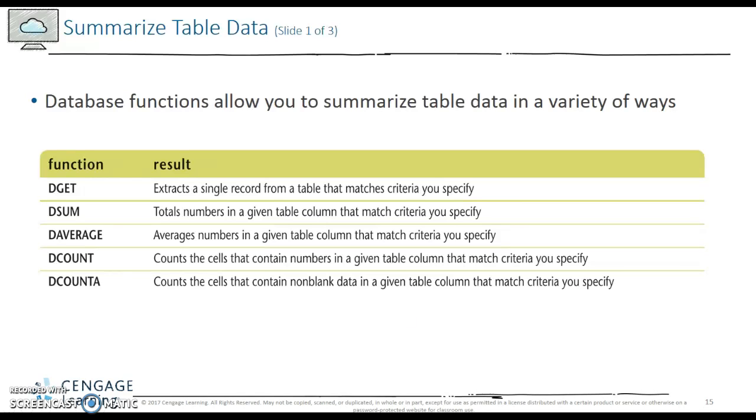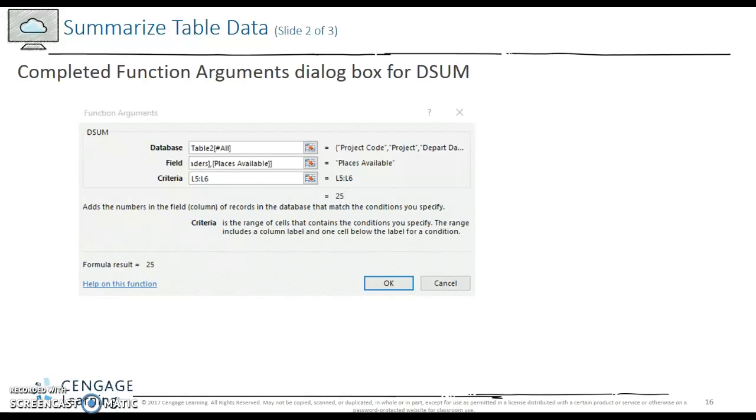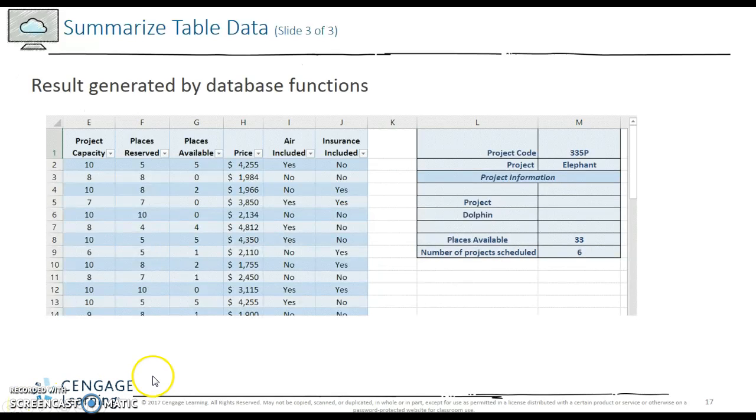There are also other data functions like DGET, DSUM, DAVERAGE, DCOUNT, DCOUNTA, and these are all database functions that can be used to summarize table data. So here's a completed function arguments dialog box for DSUM. Again, you identify the database, the field, and the criteria, and it will give you the data that matches that criteria. So here's an example of a result generated by a database function, and you can see over here the information that it's providing.